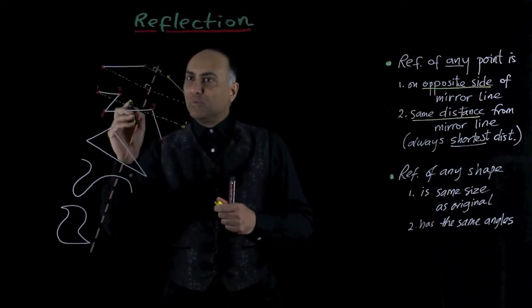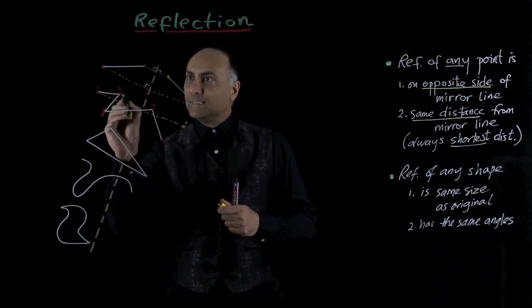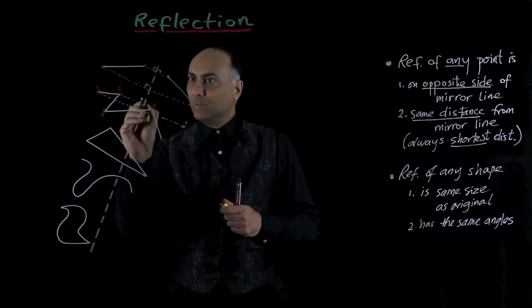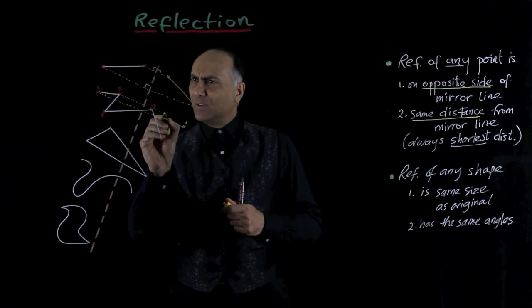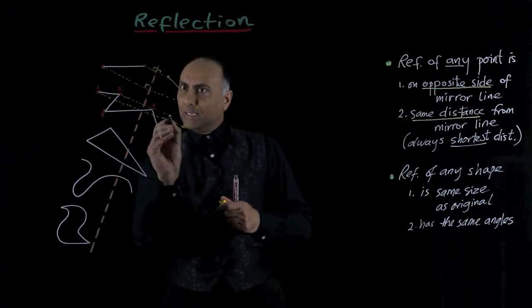Now let's get the reflection of point 2. Exactly the same thing, the shortest distance to the mirror, the perpendicular distance to the mirror, and then measure exactly the same distance on the opposite side of the mirror, which I'm estimating to be there.